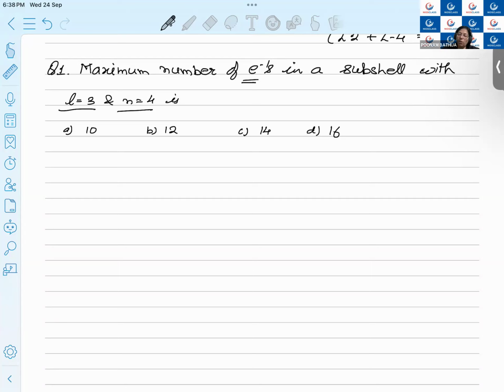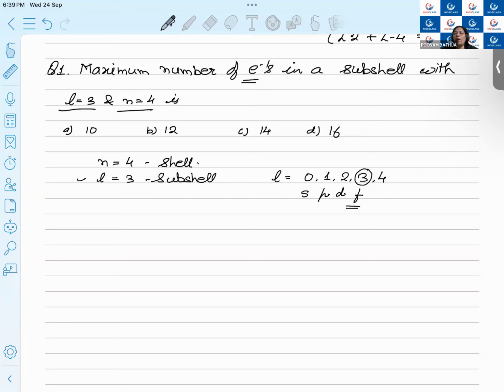Look, N equals to 4, that indicates shell, right? L equals to 3, that indicates subshell. L can have any value 0, 1, 2, 3, 4 and so on. If L equals to 0, that indicates S subshell. For 1, it is P. For 2, it is D. For 3, it is F. Right? He has given L equals to 3. So L equals to 3, that indicates which subshell? That is F.